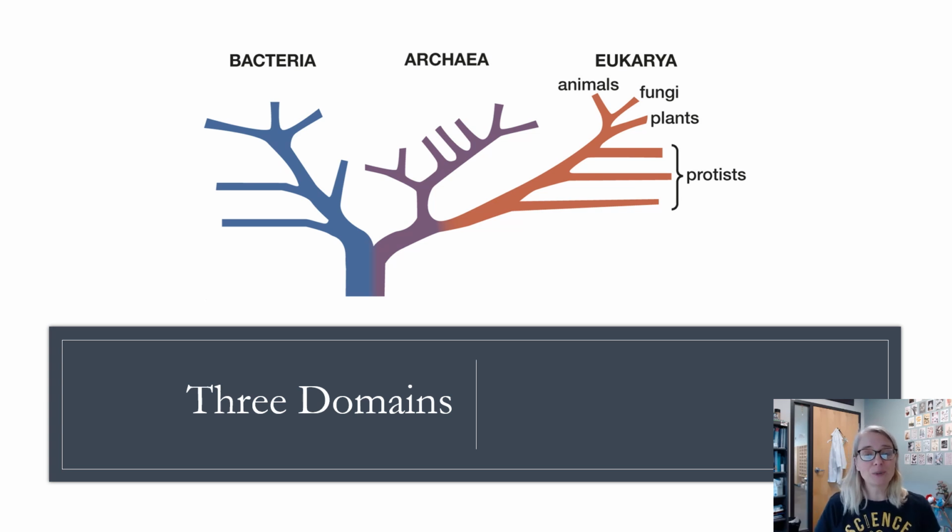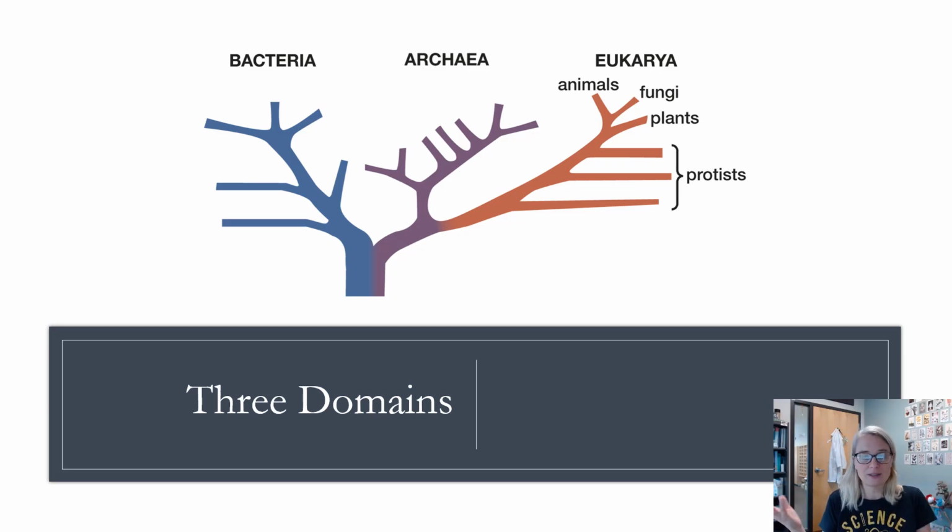So we're going to talk a little bit about these domains. Of all of the living things that we know on this planet so far, we have identified organisms and put them into three big domains. We have one that is called bacteria, we have one that is called archaea, and then we have one that is called eukarya. So you can see there's a common ancestor.